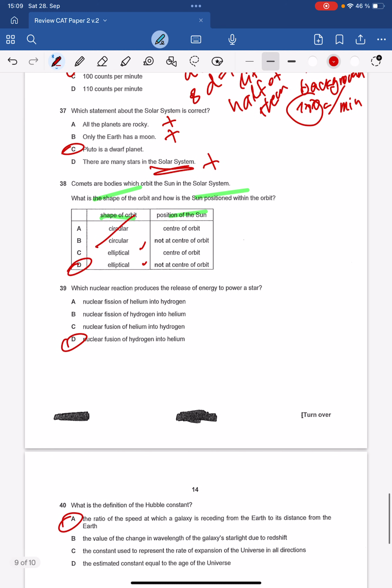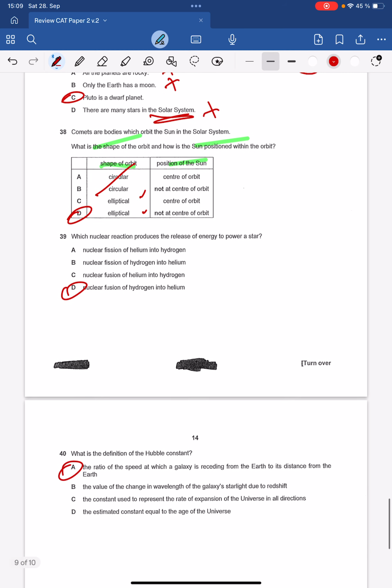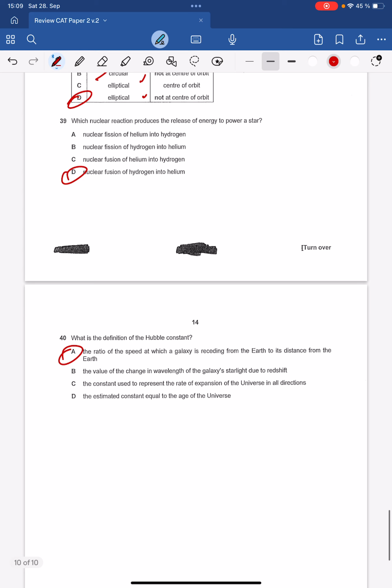39. Which nuclear reaction produces the release of energy to power a star? Again, theory. Inside the star, we have nuclear fusion of hydrogen through several stages, leading up to helium, okay? So D, that also takes us 10 seconds.